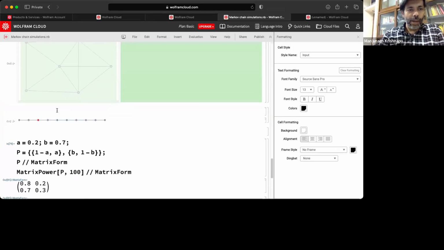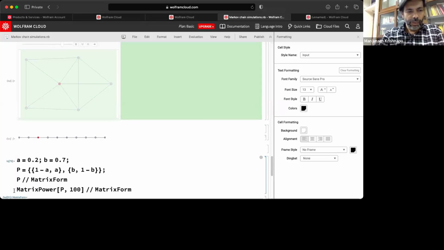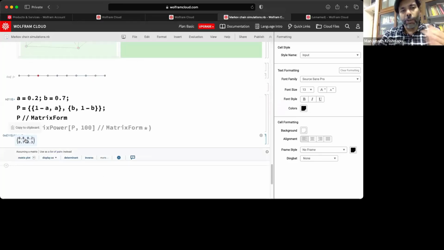So let us do this example, which I wrote in the break. Let's take a two-state example. Here I have this two-state Markov chain with alpha equal to 0.2, written as A, and beta as 0.7. So the off-diagonal entries are 0.2 and 0.7. This means from state 0, it goes to 0 with probability 0.8, 0 to 1 with probability 0.2, 1 to 0 with probability 0.7, and 1 to 1 with probability 0.3.